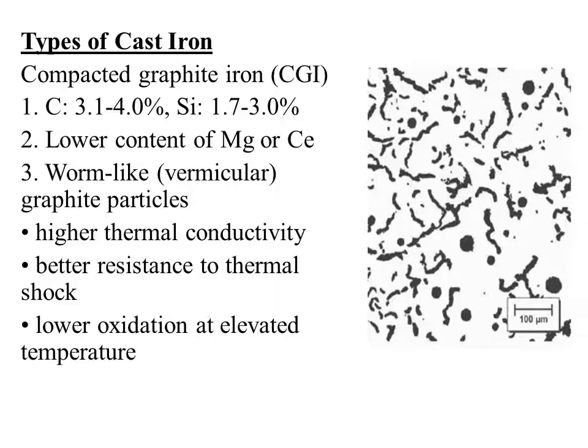The next cast iron is compacted graphite iron. The carbon content is 3.1 to 4% and Si is from 1.7 to 3%. A lower percentage of Mg or Ce is also added. They have worm-like graphite particles. Here in the image you can see the graphite particles. They have high thermal conductivity, better resistance to thermal shock, and lower oxidation at elevated temperature. So this is another type of cast iron, made by changing the composition of carbon and silicon.